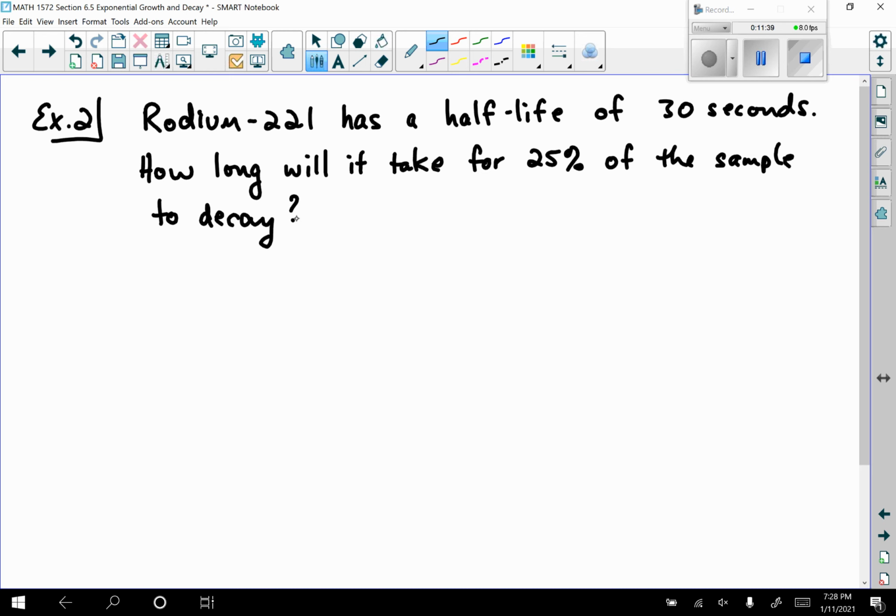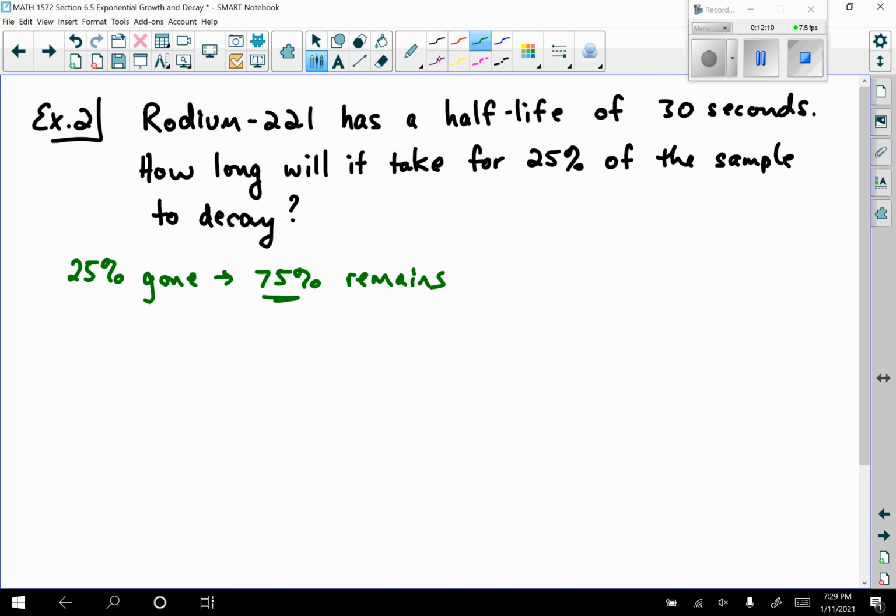Now, with these types of questions, you have to be careful because what we really want to set it equal to is the amount after so long. So if 25% is gone, that really means 75% remains. Now, if this said for 25% of it to remain, then we would work with the 25%. So we're looking at if 25% is gone, that means 75% remains. And we're going to be working with the 75% in this case.